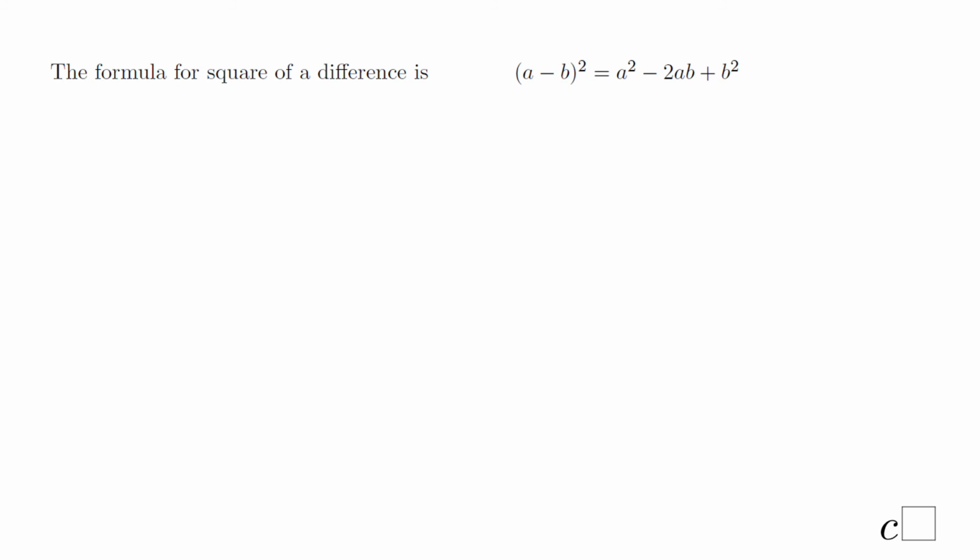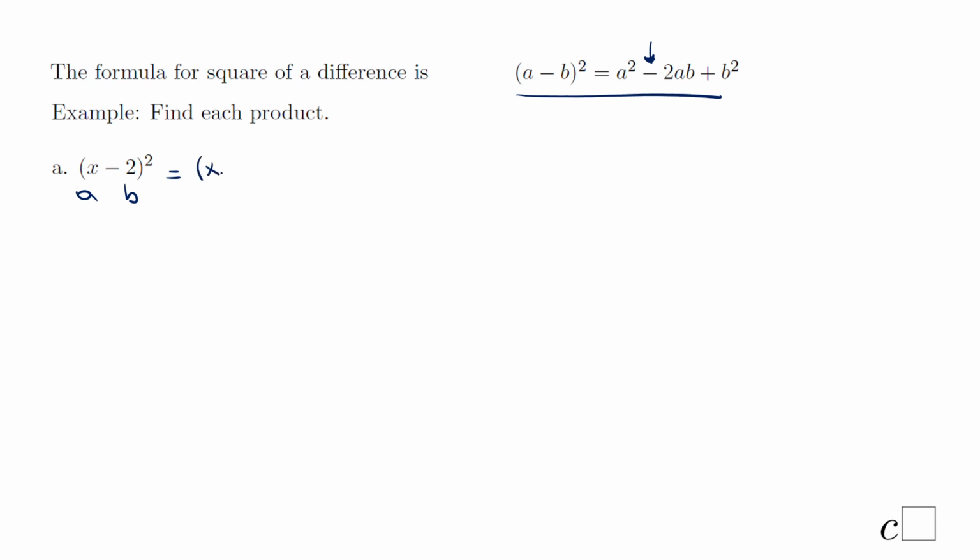Now we're going to see the formula of the square of a difference, which is right here, very similar. What is the difference? We have this minus instead of plus 2ab. So let's see the first example. This is a, this is b, so let's see what we get. And you can stop the clip and try it and see what you get.